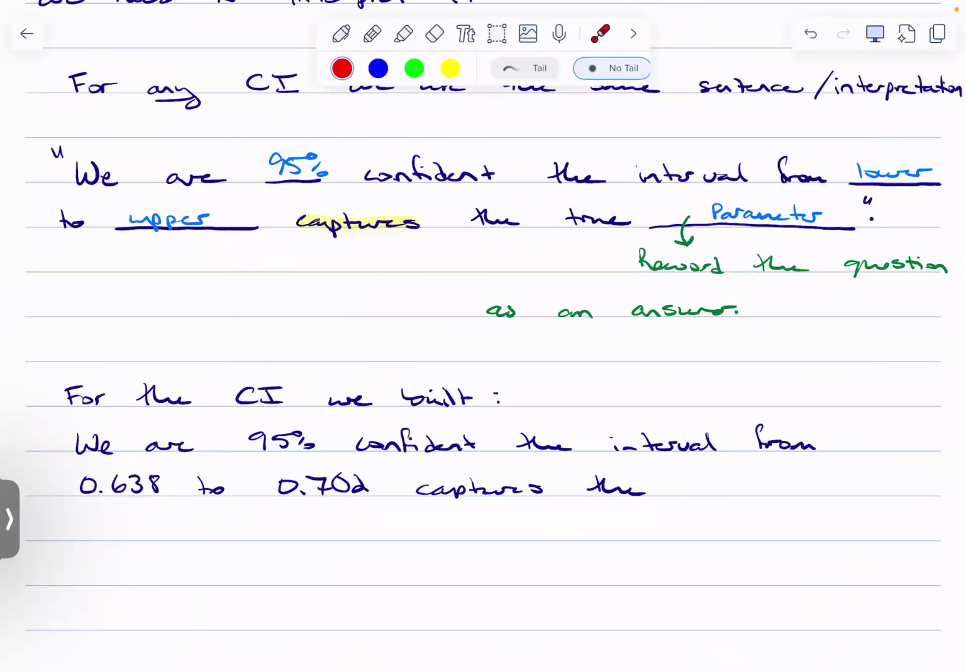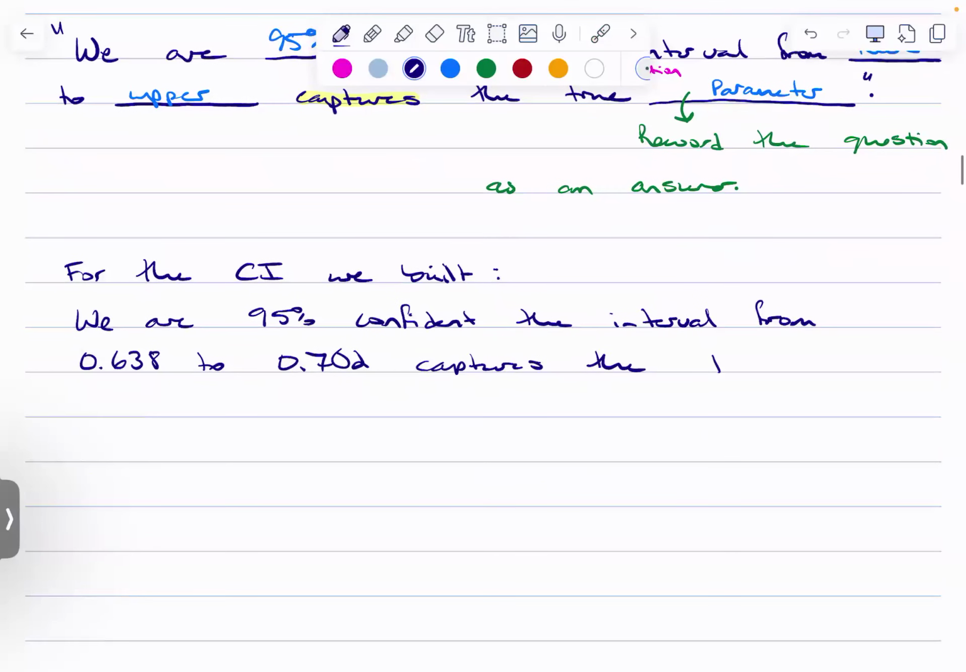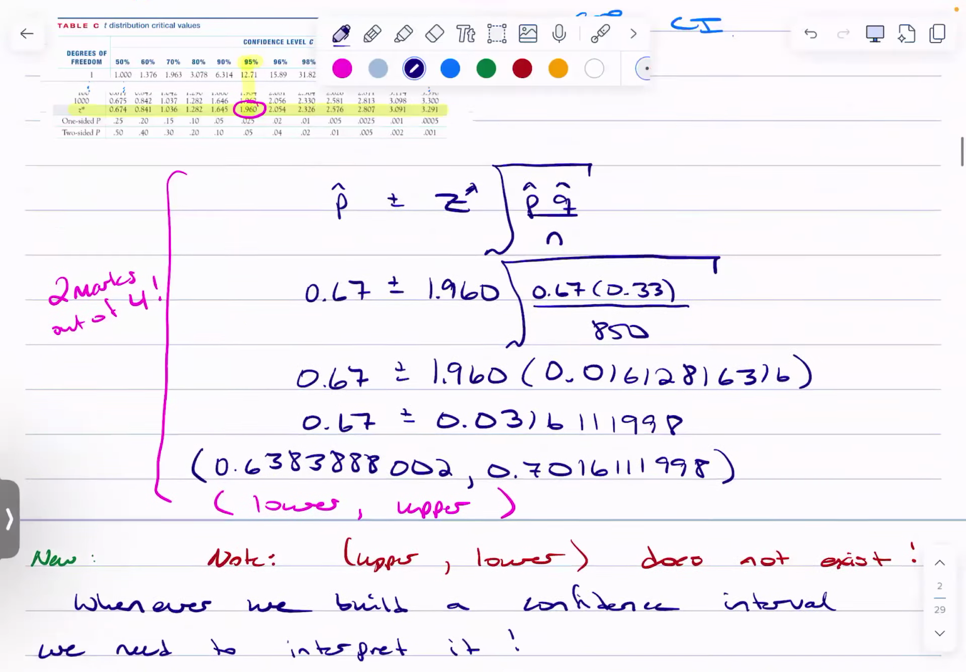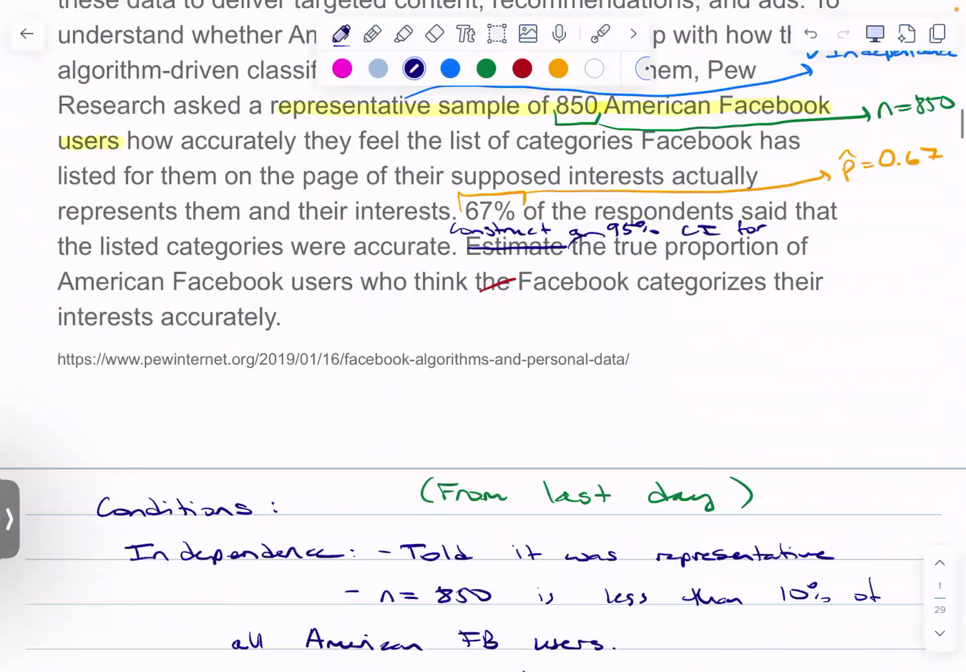the true. Now, the true, you can kind of outgrow that eventually, but this is to indicate the population. It's very important that you talk about the parameter, right? The population proportion. Okay? And so if you say the true proportion, then that means the population proportion. Okay? The true, and here's where we just grab and rephrase the question as an answer.